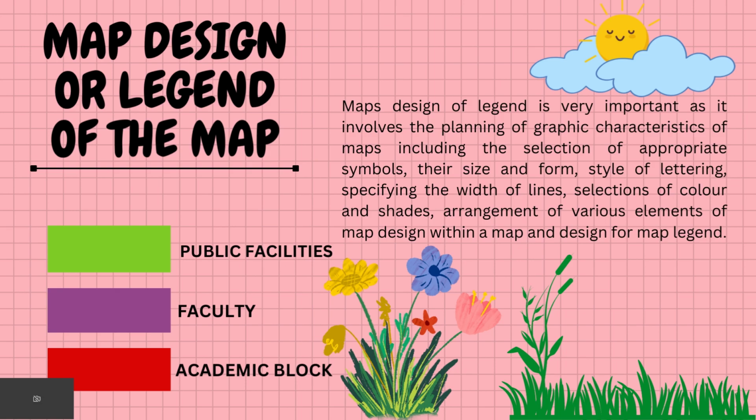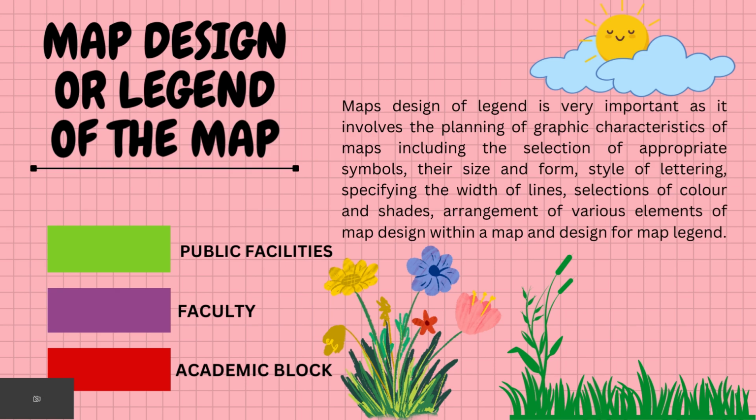In my map, we use about 12 legends. I take 3 of the legends from my map. First, I take public facility, faculty, and academic block. In public facility, I use the green color, for the faculty, I use a purple color, and for the academic block, I use the red color.